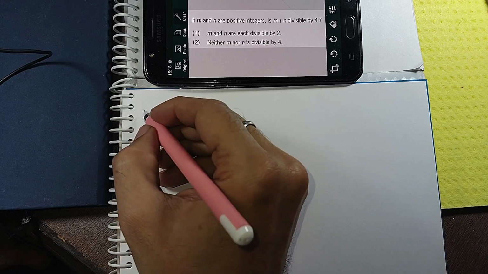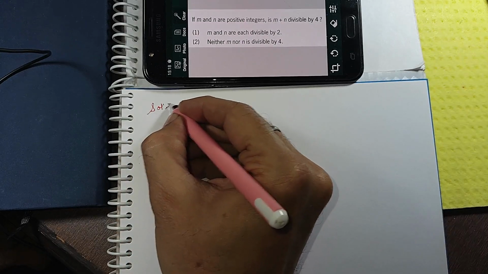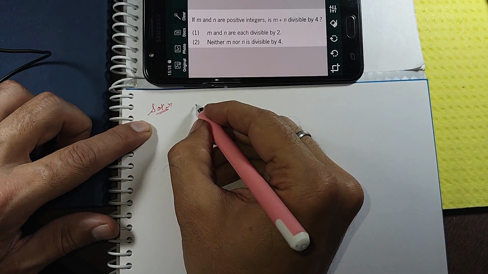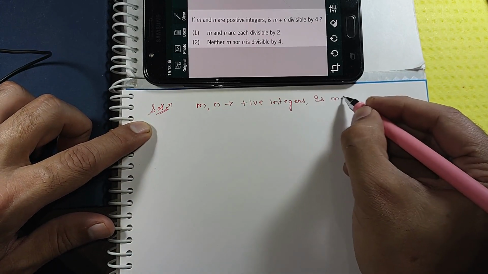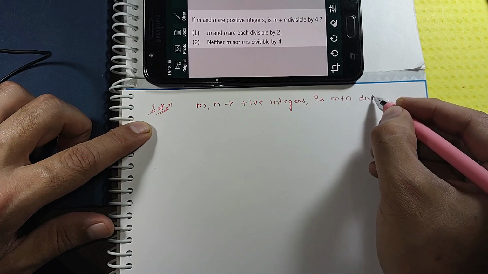If M and N are positive integers, so we have been given that M and N are positive integers. We need to find, is M plus N divisible by 4?